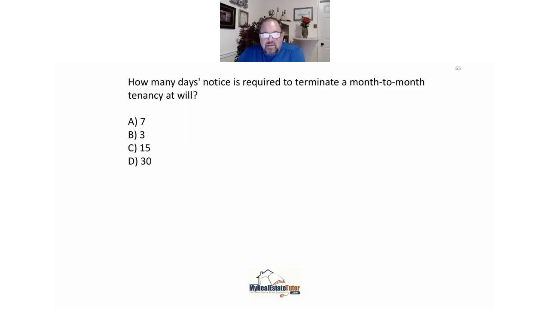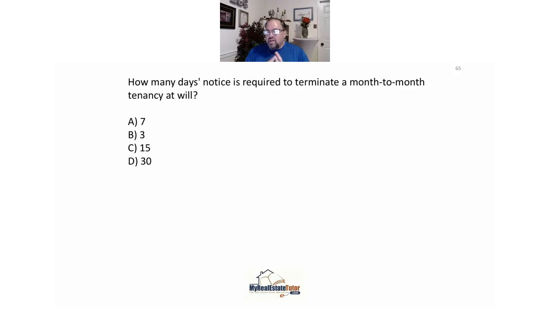All right. Next question. How many days notice is required to terminate a month-to-month tenancy at will? Okay. At will. How many days notice is required to terminate a month-to-month tenancy at will? Remember, at will means that's not periodic. It's not an estate for years. This is at will. So, again, it's going month-to-month as far as the payment.